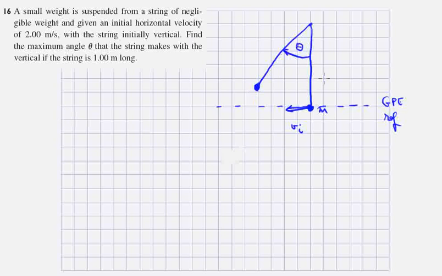Let the length of the string be L. I can project that length L onto here and conclude that this length is L times cosine theta. And so clearly L minus L cosine theta is equal to h. That's the distance it swings up. So L minus L cosine theta is equal to h.